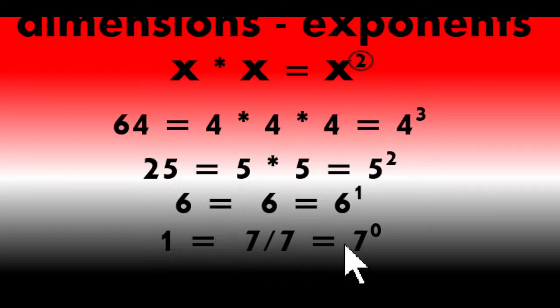But 0 is a little special. It's not really special, but you actually divide the number by itself. So anything to the 0 power is always 1, because you divide it by itself. That's a basic, basic example.